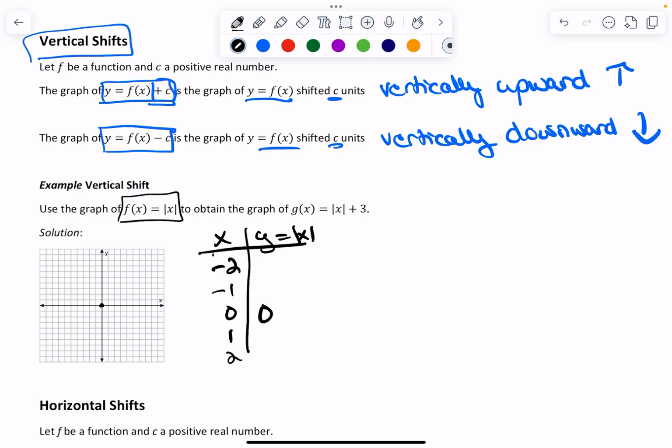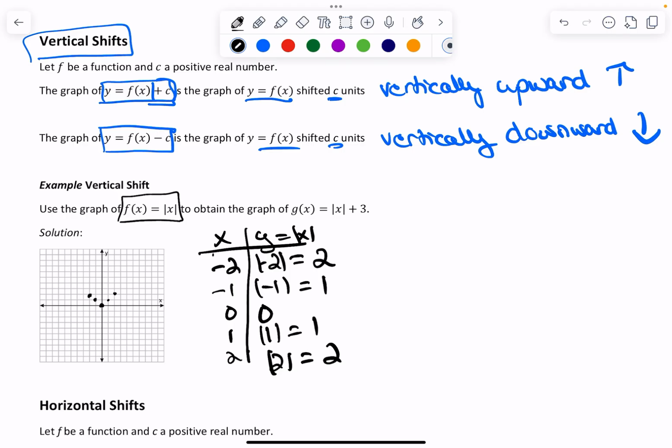We did the 0, 0. Okay, let's look at -2. Absolute value of -2, we're dropping the sign, is 2. So -2 and 2 is right here. Absolute value of -1 is 1, which is here. And then absolute value of 1 is 1, and absolute value of 2 is 2.